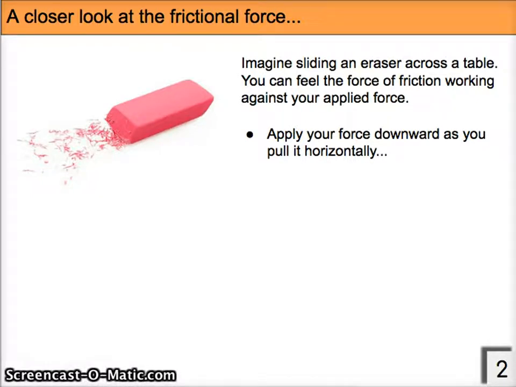And then if you apply a little bit of force downward as you apply a force horizontally, hopefully you see or you feel that the force of friction is greater. It's harder to move it horizontally when you push down. Now, that doesn't exactly make sense with what we have talked about with forces, because those forces don't point in the same direction. So why do they affect each other?